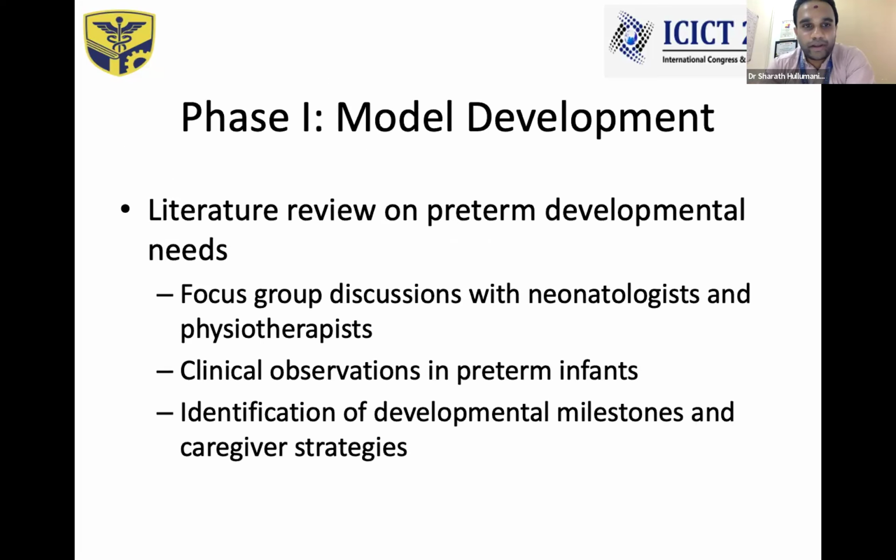Coming to phase one, module development. In this module, what exactly I did is a thorough literature review, mainly for preterm development. After the literature, we did an FGD, that is a focus group discussion, mainly with the neonatologists and the physiotherapists. Here we included the neonatal nurses, and one more important part, we also included the mothers. Third, we did clinical observation on the preterm infants. After that, we identified the developmental milestones and also the caregiver strategies that can be given. These are the four main steps involved in phase one.